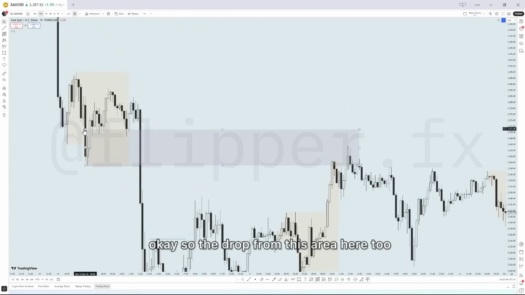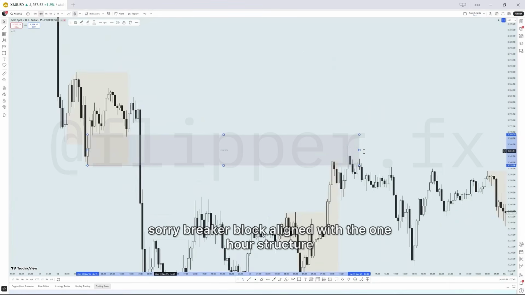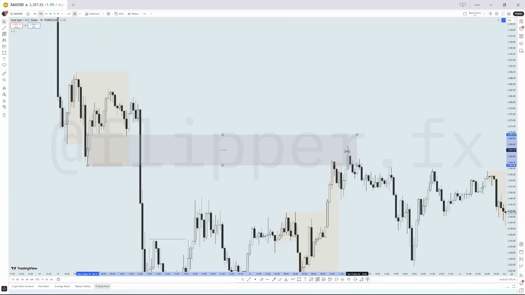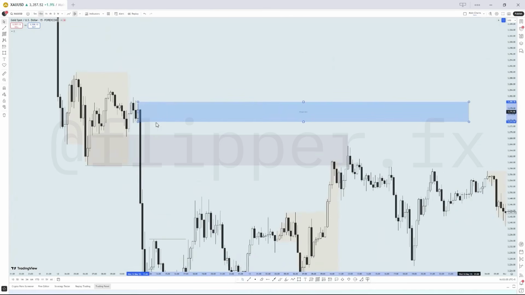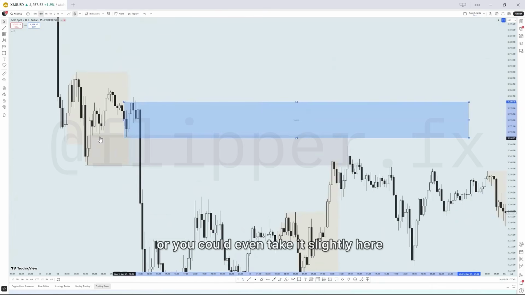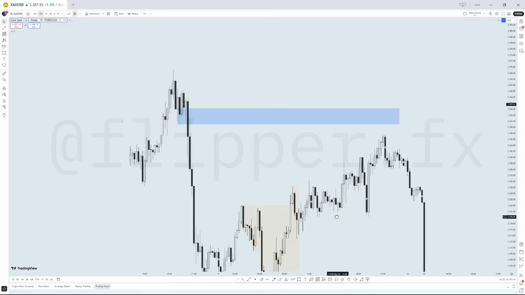Okay, so the drop from this area here too, there was a 15-minute order block, the breaker block aligned with the 1 hour structure. The breaker block was hit and the market dropped. If we talk about the order block, it was here. Or you could even take it slightly here. But the breaker block was here, that's why this trade got respected.